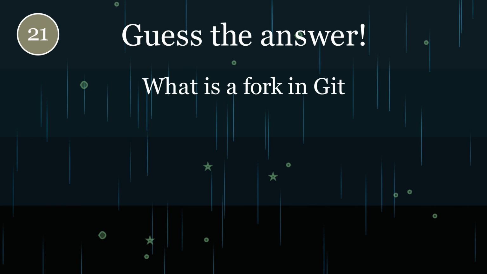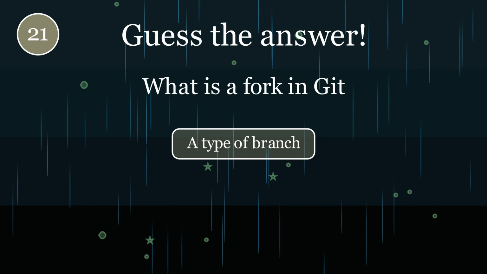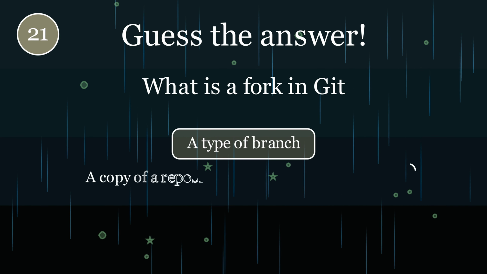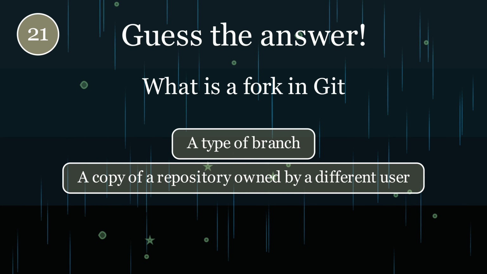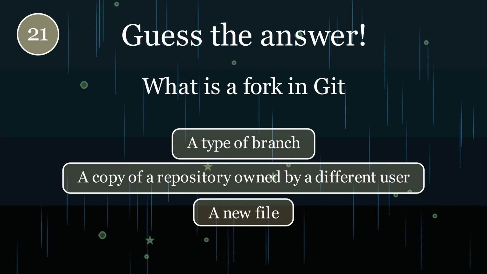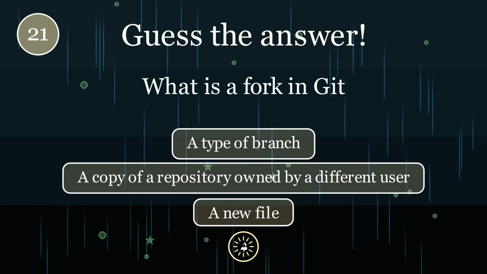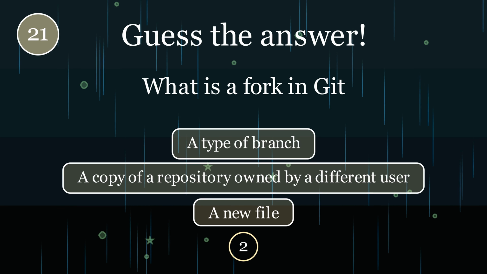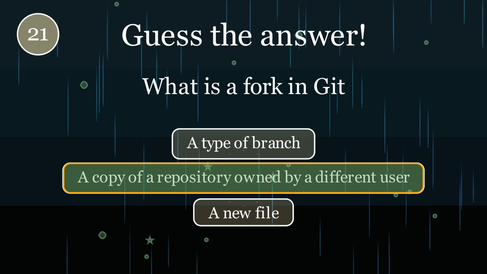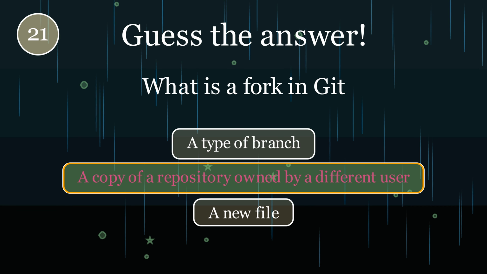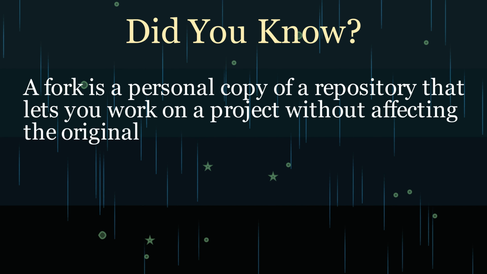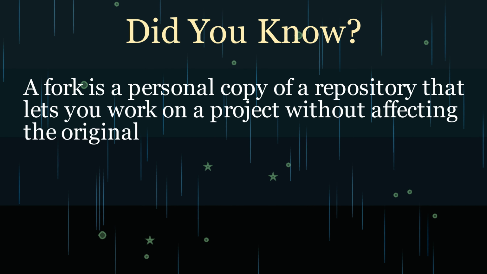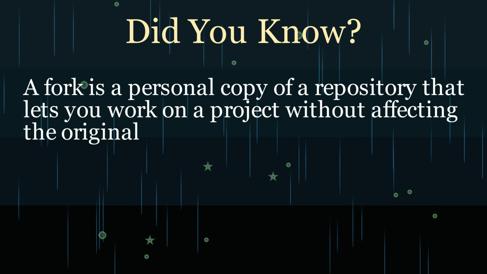What is a fork in Git? A type of branch. A copy of a repository owned by a different user. A new file. The correct answer is a copy of a repository owned by a different user. Let's learn something new. A fork is a personal copy of a repository that lets you work on a project without affecting the original.